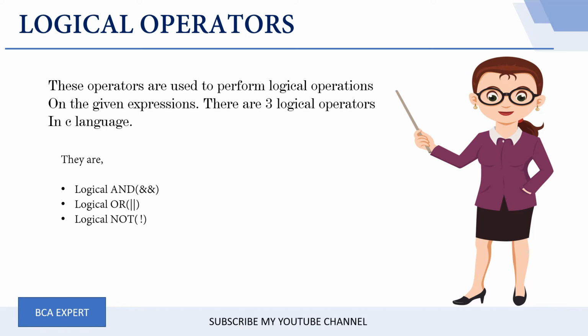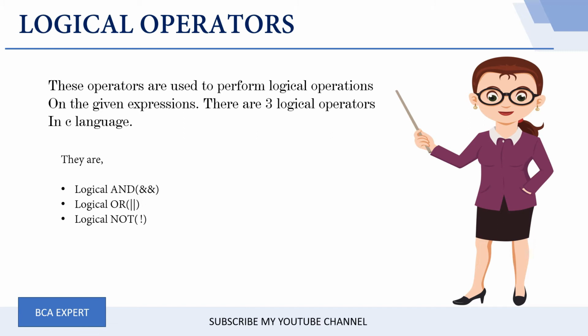Similarly, with the logical OR, either one of the values in the comparison should be true. For example, if you are comparing A or B, then either A should be true or B should be true, and then the result will automatically be true. If both values are false, then the result will be false.